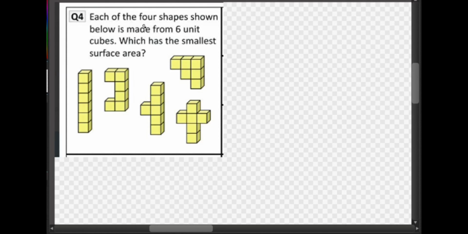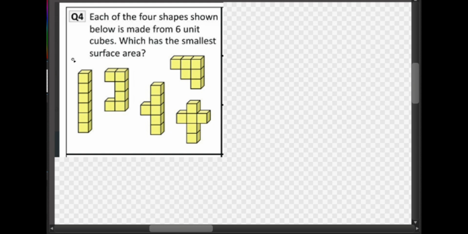So in this question, it says that each of the 5 shapes shown below is made from 6 unit cubes, and it asks which has the smallest surface area. So basically we just need to estimate the amount of exposed faces of the cubes.